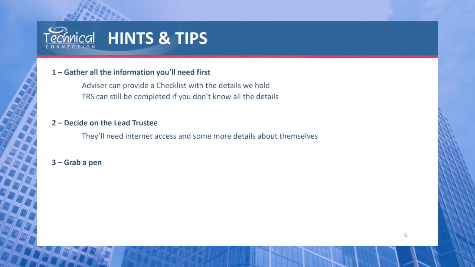So before we start, let's go through a few hints and tips. The best tip I can give you is to get all of the information you need to be ready before you start. Whilst we would always recommend that you get all of the information needed, you can still complete the TRS if you don't have all the information to hand. You should also make sure that all the trustees have decided on which of them will be the lead trustee. And you'll also need a pen handy.